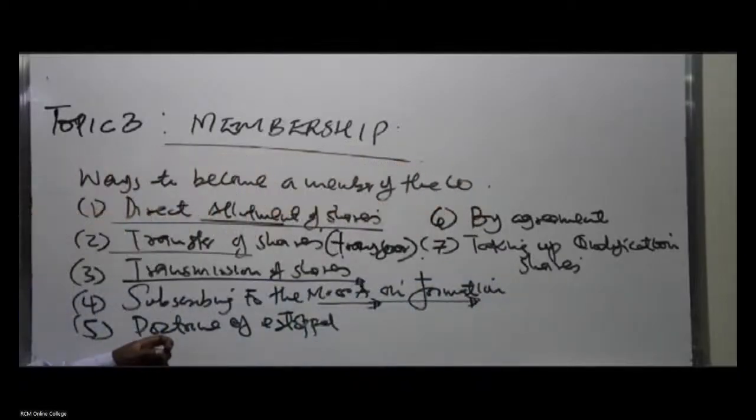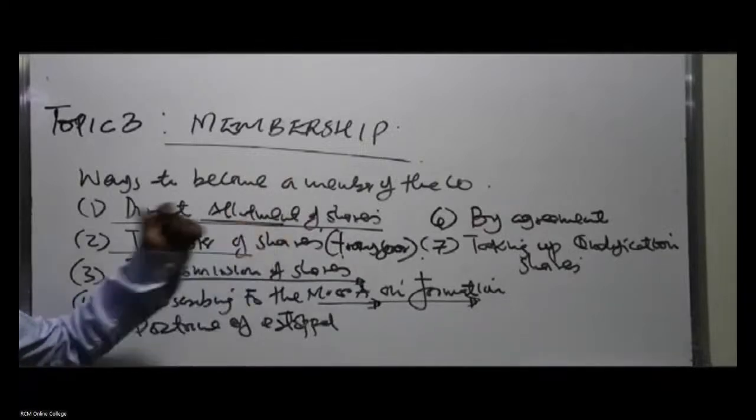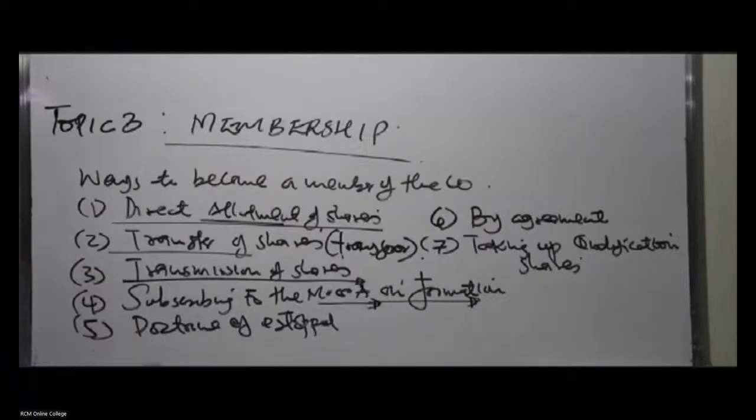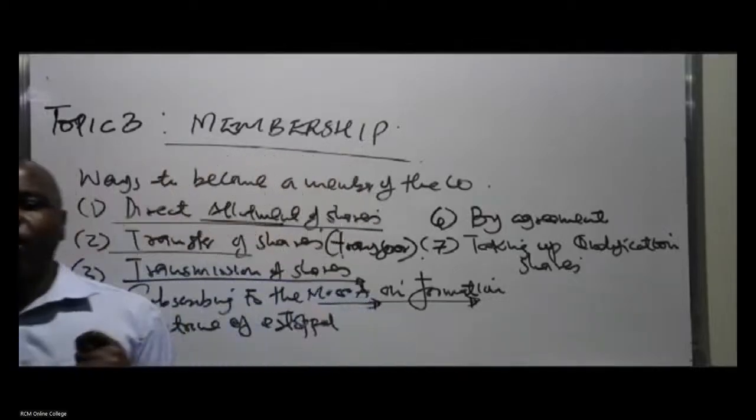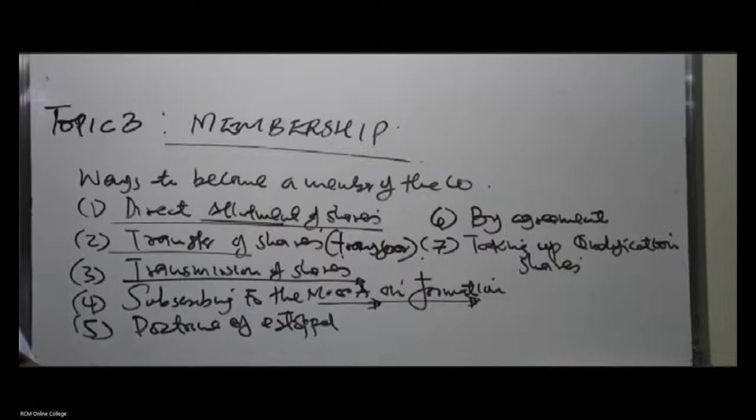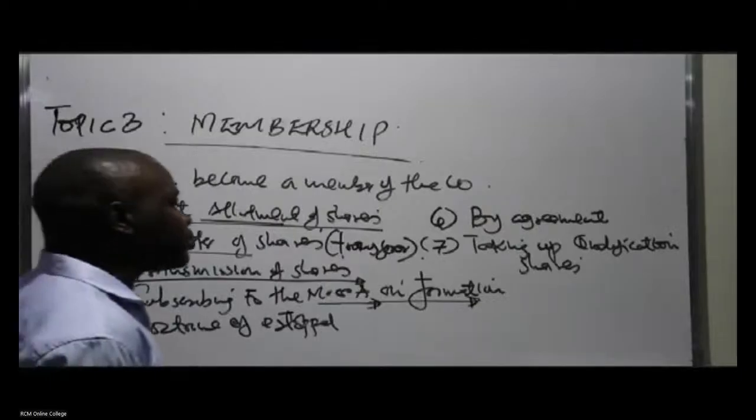A member of the company, because for companies limited by guarantee, they don't have shares. But of course, they have members. These are the ones who have subscribed to the memorandum on formation. They have agreed that, in any case the company is liquidated, this is how much they can contribute to the assets. So by subscribing to what? To the memorandum of association.